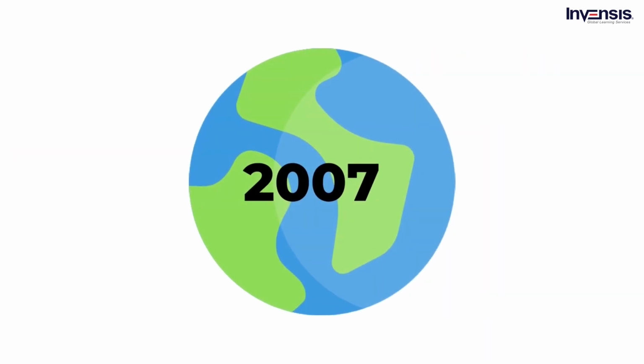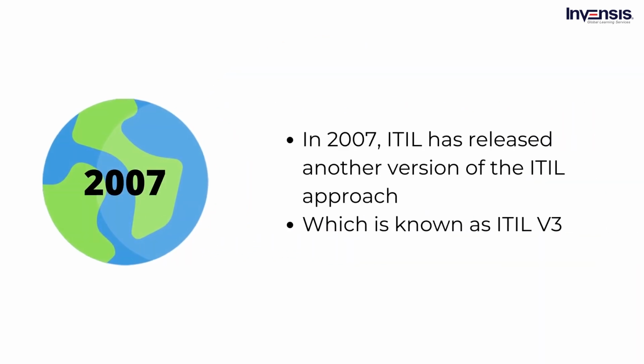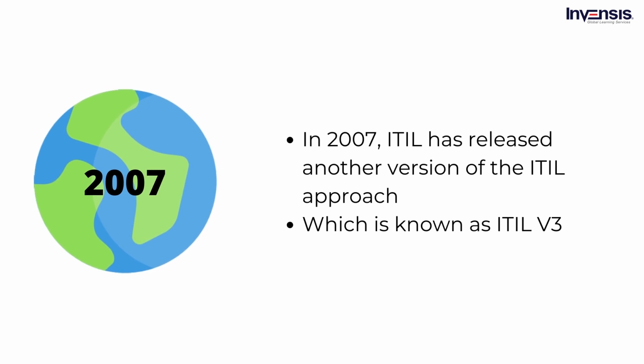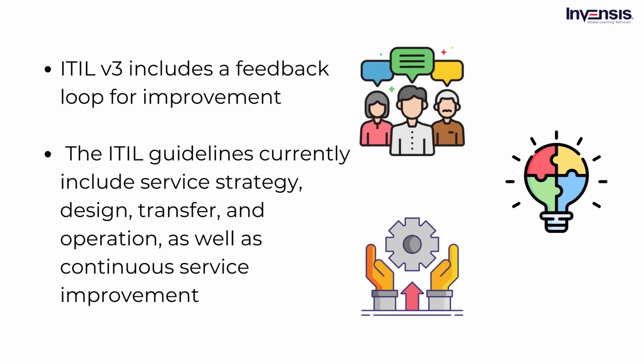Later in the year 2007, ITIL released another version of ITIL framework, and it is known as ITIL v3. Now, let us see the features of version 3. In addition to the previous version of ITIL, the feedback loop is included, for improving the process. Furthermore, this version of ITIL is included with service strategy, design transfer, the operation process, and continuous service improvement. These are the core functionalities of ITIL version 3.